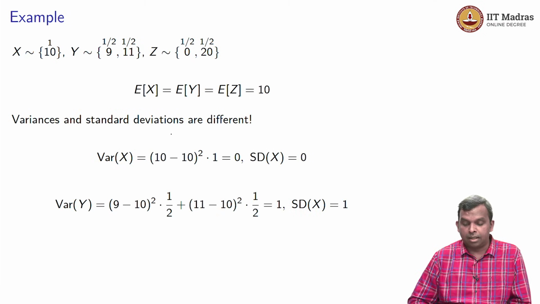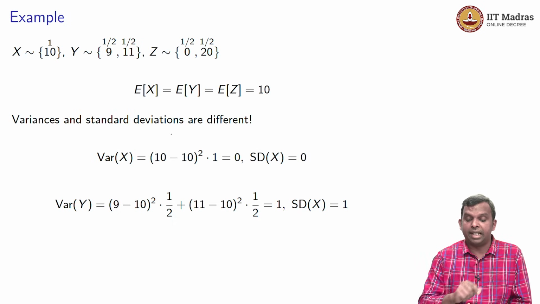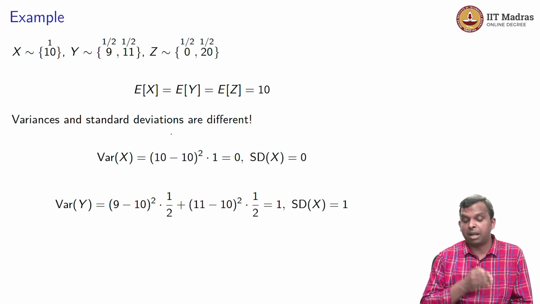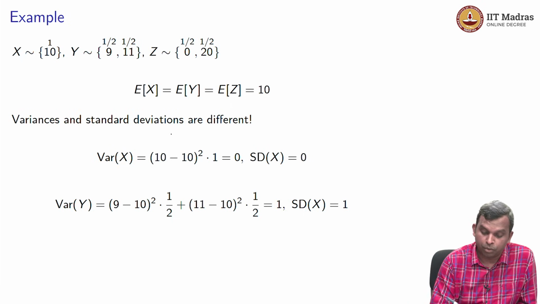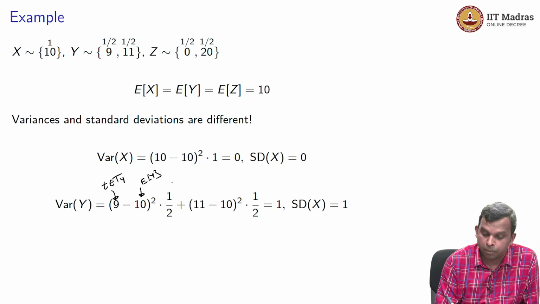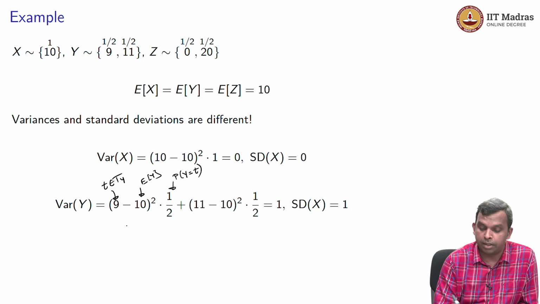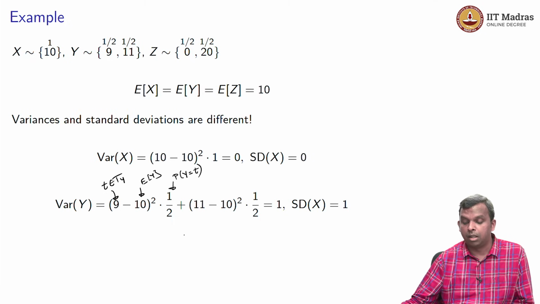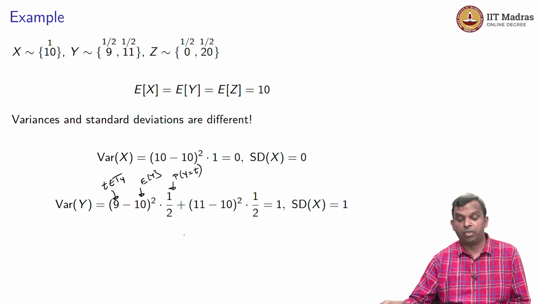Let's look at variance of y. Once again, 10 is the expected value of y. So you do every value from the range: take 9 minus 10 whole square times the probability that y equals 9, that's 1 by 2. If you want me to write it, this is t that belongs to the range of y, this is expected value of y, and this is the probability that y equals t. So that's what you do. You do it repeatedly and add it up. In this case, you get 1. So the variance now becomes 1.